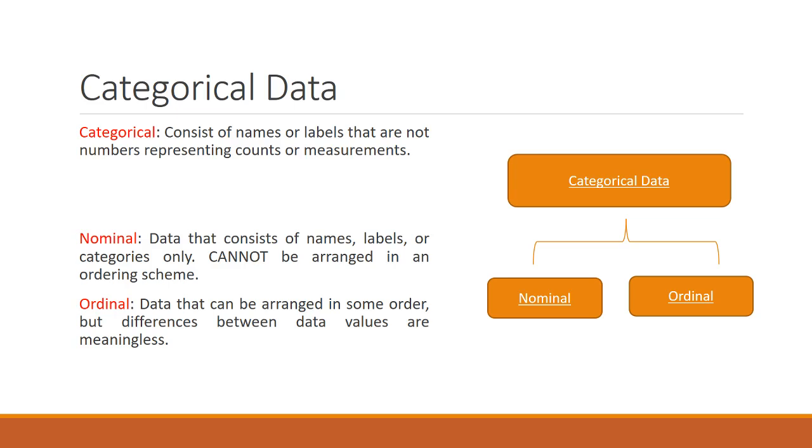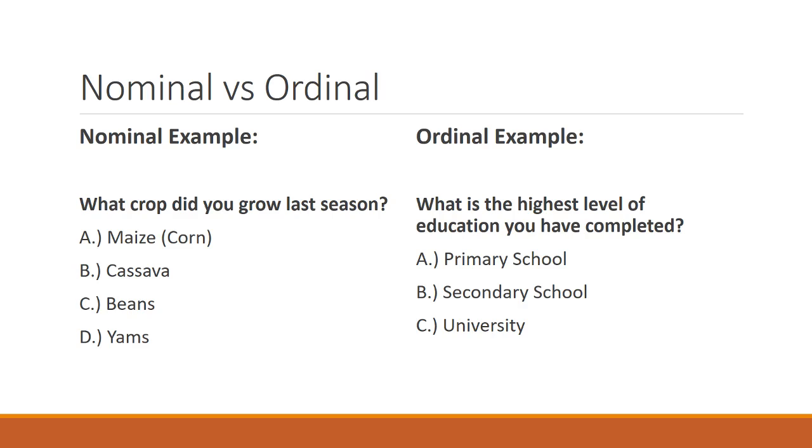Let's just take a look at some examples. So nominal versus ordinal. An example of nominal would be the crop example that I mentioned earlier. It doesn't matter what order they're in. Let's imagine we go and collect a data set. It says, what crop did you grow last season? Maize, cassava, beans, yams. We could put these into any order, and the way that they're ordered has no meaning.